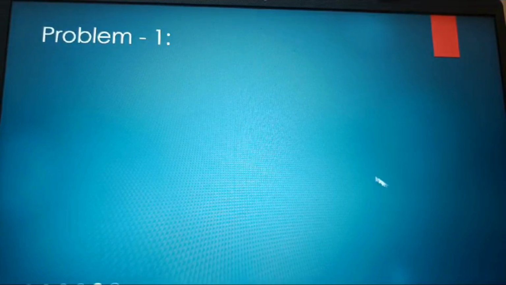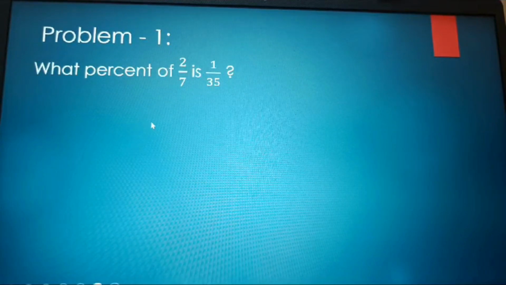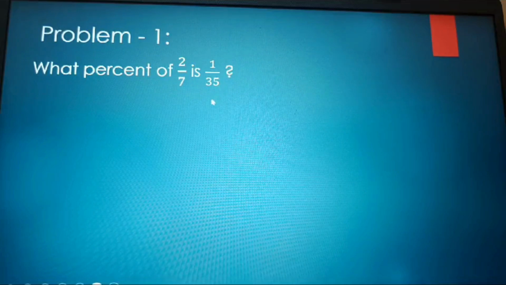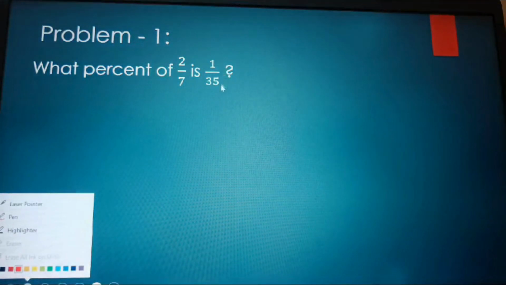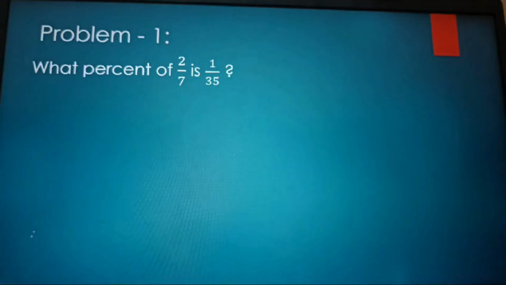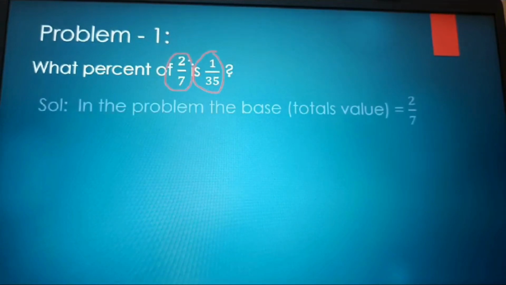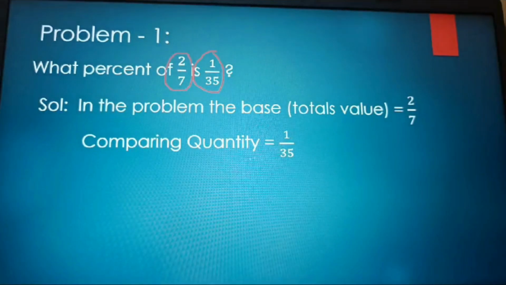So, problem 1. What percent of 2 by 7 is 1 by 35? Here we are going to find the percentage of 1 by 35. It is the comparing quantity, and 2 by 7 is the basic quantity. So in the problem the total value, the basic value, is 2 by 7 and we are going to find the comparing value 1 by 35.